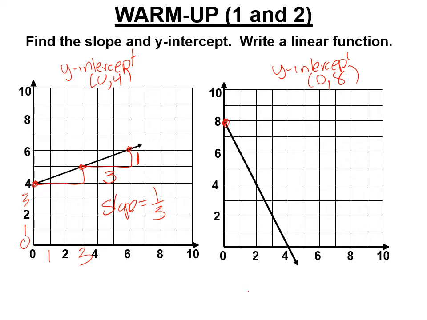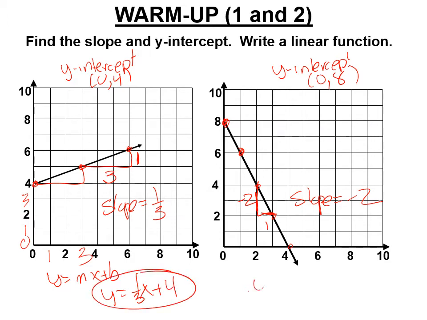Here are the good intersections here. We're going down 2 and over 1, so the slope is -2. So for the equation, we're going to use y equals mx plus b. So this is y equals 1/3 x plus 4 over here. And over here, this is y equals -2x plus 8, since 8 was the y-intercept. Okay, so you're going to be doing the same thing, just real-world versions of that.